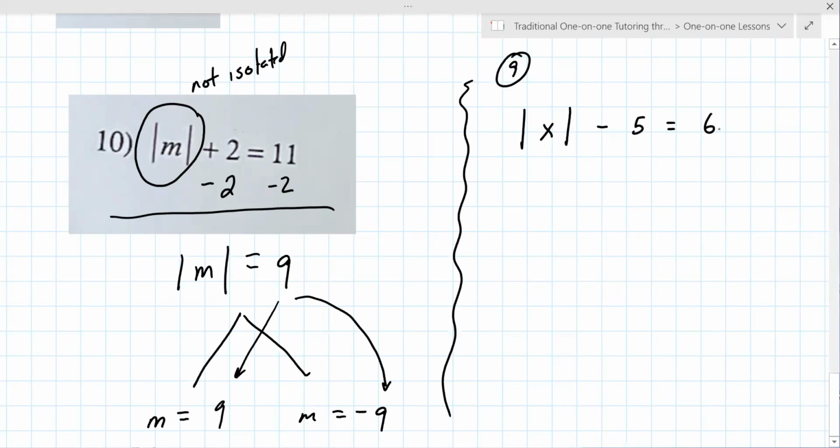So look, this is just a new question. It's kind of like the one on the left here. Is the absolute value of x isolated? Is it the only thing on the left-hand side of the equal sign? Here's the equal sign. Here's the absolute value of x. Is there anything between it and the equal sign?